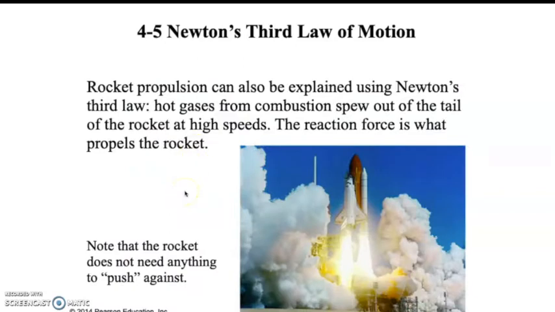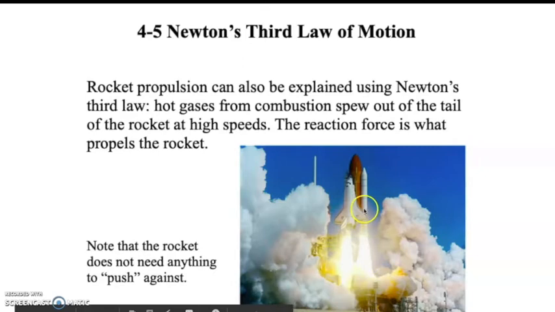Rocket propulsion is also explained by the third law. When a rocket takes off, hot gases from the combustion, from the burning of the fuel, come out of the tail at high speeds. This high speed of gases shooting out then leads to the rocket being propelled upward. Now, here's the big one: the rocket does not need anything to push against. This rocket is launching, even though it's on a container. The gases aren't pushing off of something to launch it. It's the gases shooting out that cause an equal and opposite force to cause liftoff.